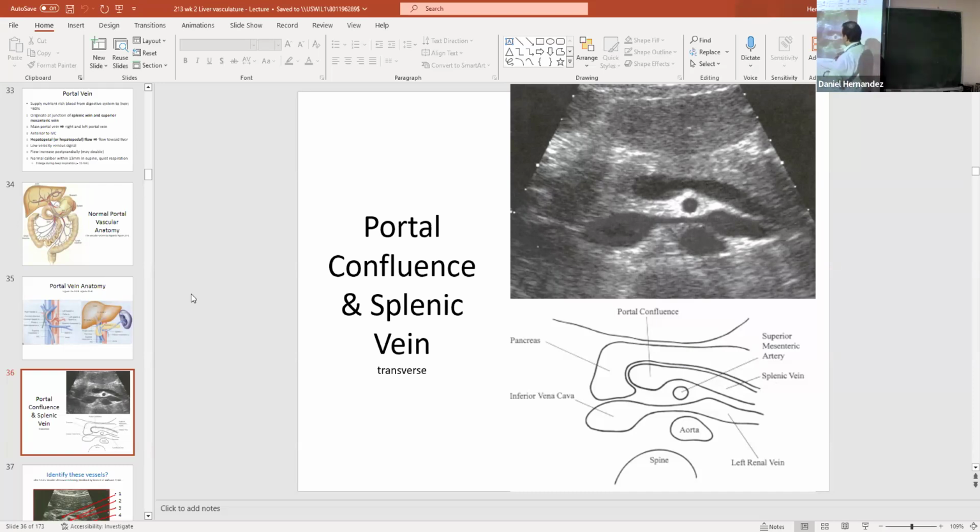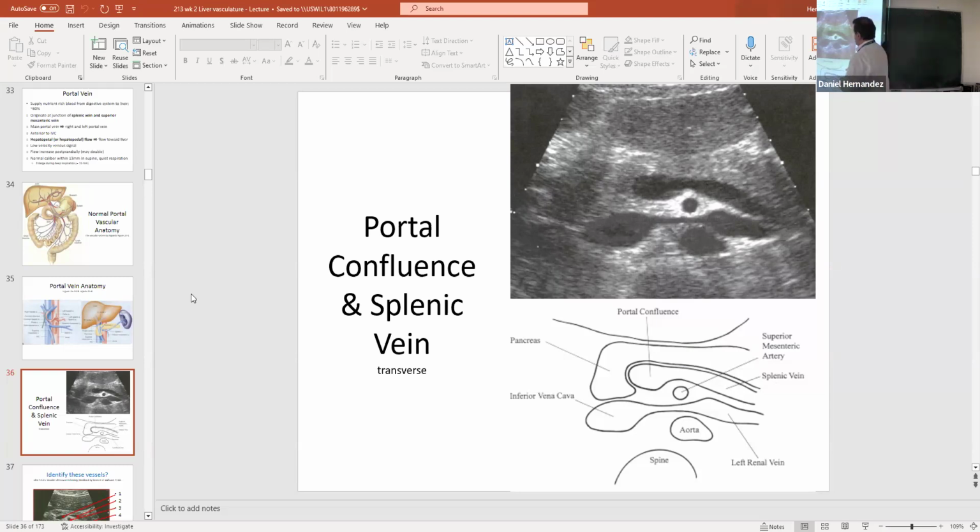But in terms of the portal vasculature, you'll see the vessel dilate, almost making a little circle here, and this is the portal confluence. That's where the splenic vein and superior mesenteric vein join, come together to form the main portal vein. So we refer to this area underneath the head of the pancreas as the portal confluence.